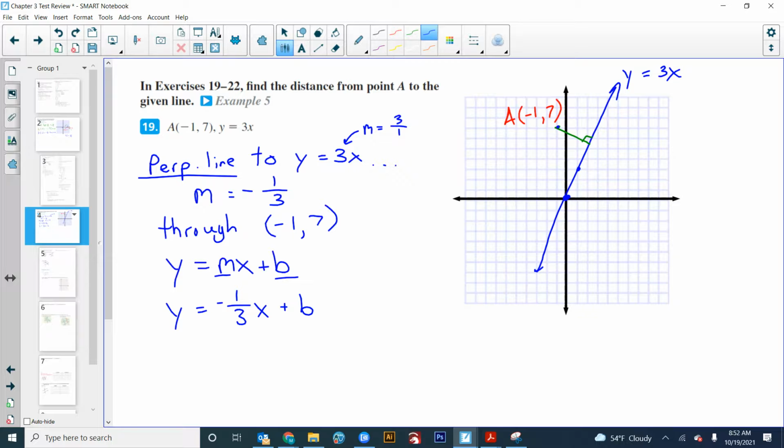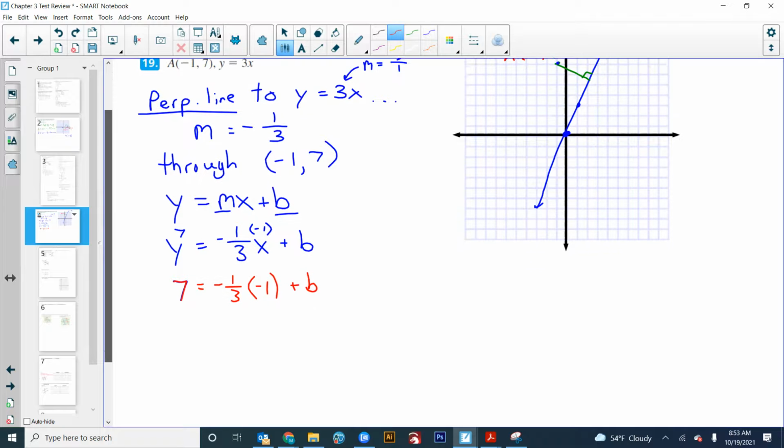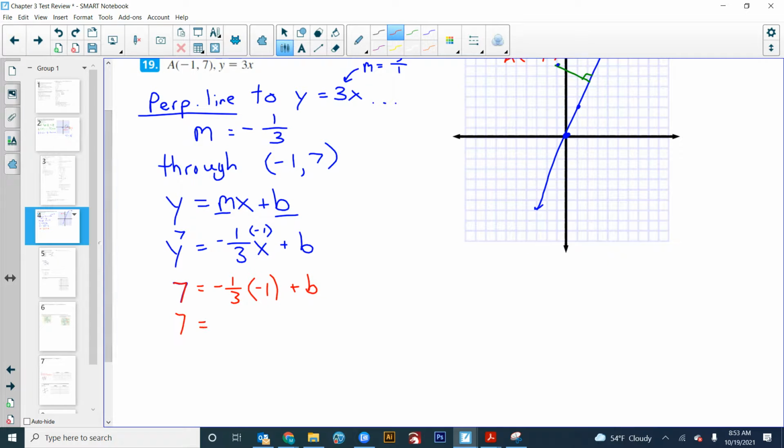Not the y-intercept. But we can plug negative 1 and 7 into x and y to find the y-intercept, and then we'll be able to write the line. So this work right now is to find the y-intercept. 7 equals negative 1/3 times x, which is negative 1, plus b. Negative 1/3 times negative 1 is positive 1/3 plus b. We'll subtract 1/3.